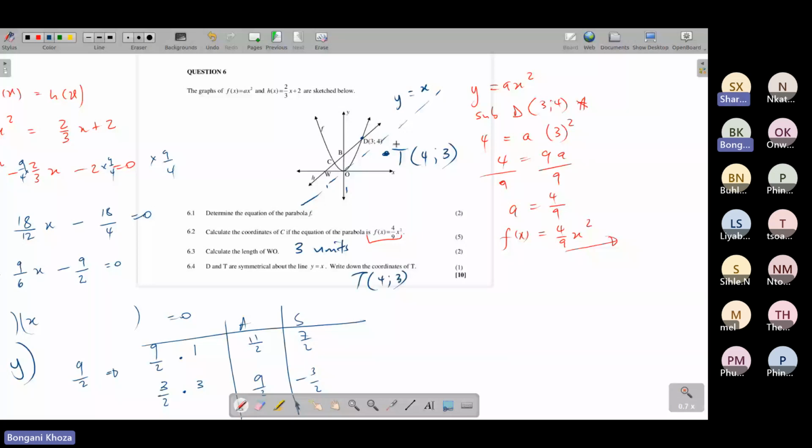If they ask you to reflect about the line y equals 0, they are asking you to reflect about the x-axis. For x equals 0, that's the y-axis. Right, any questions?